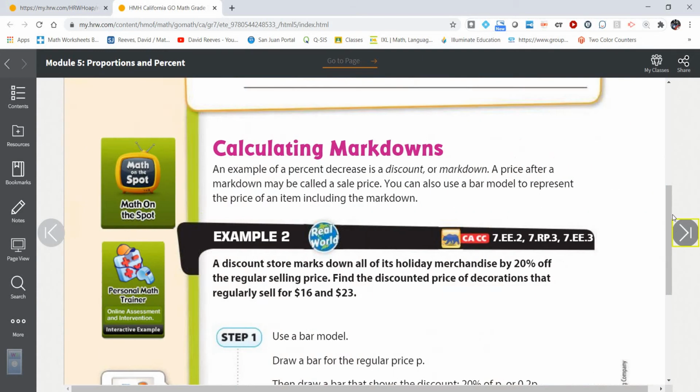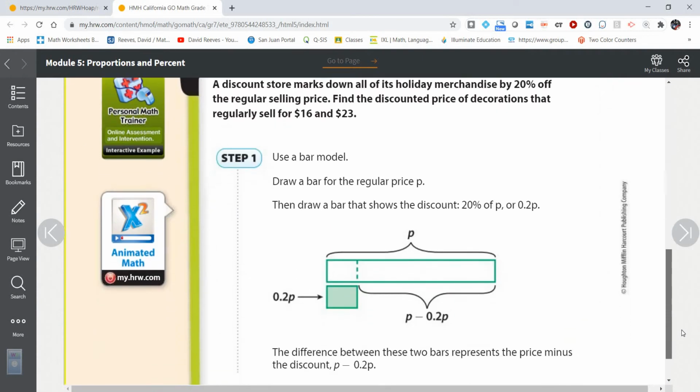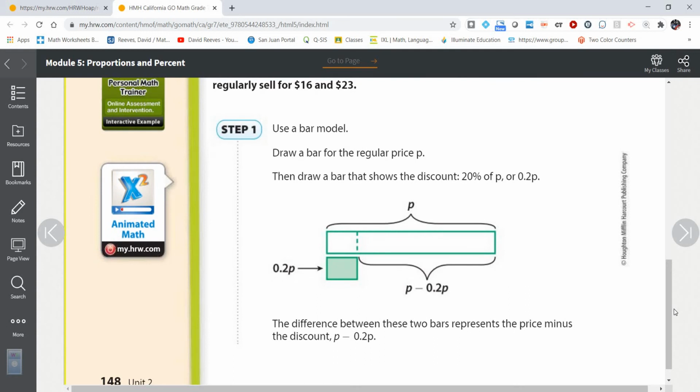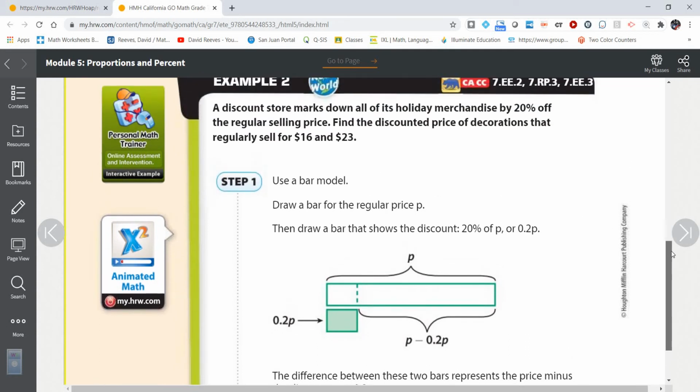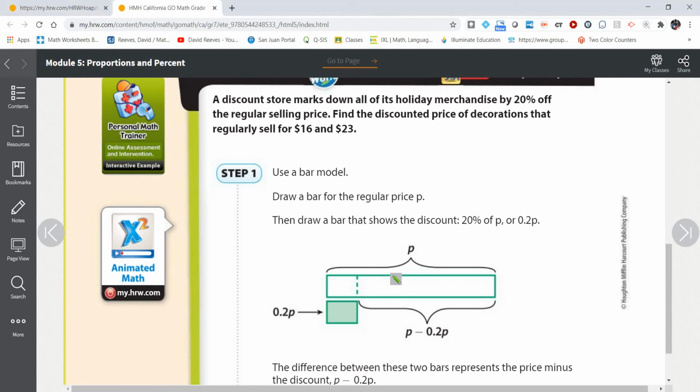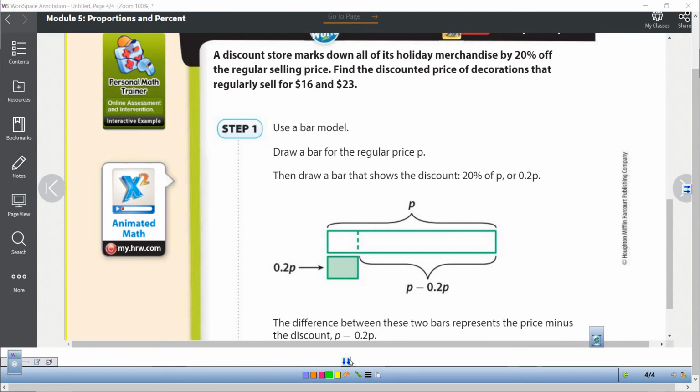All right, now we're going to look instead at markdowns. So again, we're going to have a regular price. The original thing we have here that I marked yellow before is P. Excuse me, I should mark it yellow again. So P represents the regular price. But now instead of a markup, we have a markdown, and that markdown is 20%. So we have a 20% markdown.